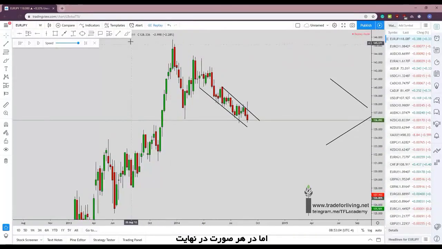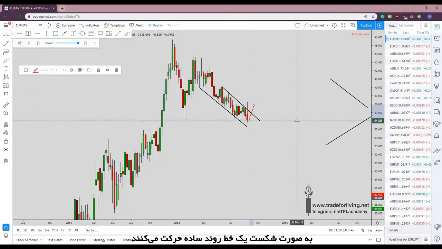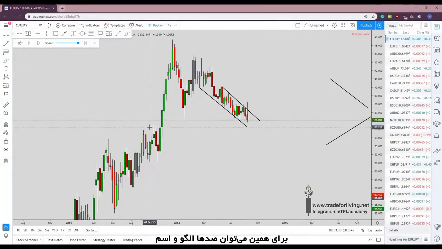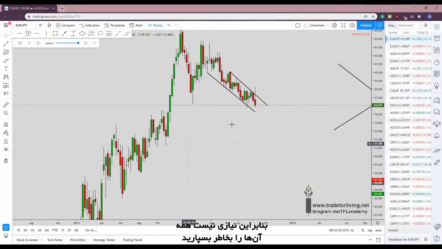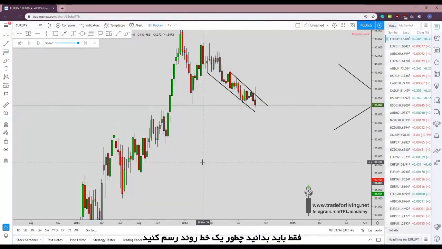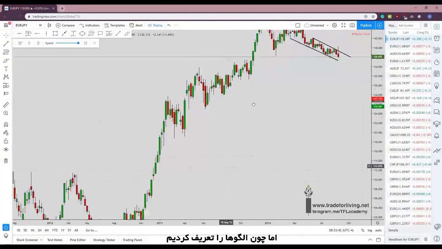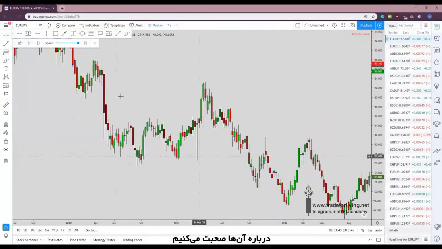But anyway, in the end, these patterns just turn out to be a simple break of a trend line, because you can create hundreds of patterns and name them in 100 different ways, but in the end it will always be a break of a trend line, either to the upside or to the downside. So you don't really need to memorize all these patterns that are based on trend lines. You just need to know how to draw a trend line and how to identify when a trend line is broken, so when the market closes above it. End of the story. But since we defined them, let's speak about them.